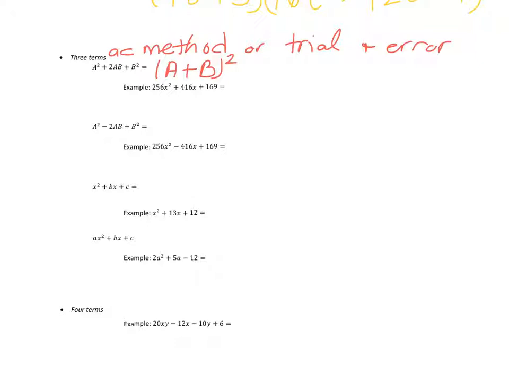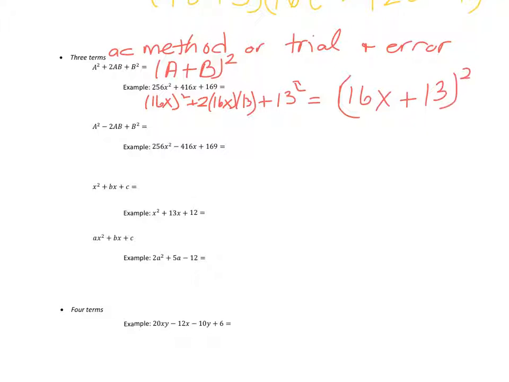So 256x squared is 16x squared, or I'm going to say (16x) squared. 169 is 13 squared. So we would want to check if the middle term, 416x, is 2 times 16x times 13. And it is. 2 times 16 times 13 is exactly 416. So we can write that this is (a plus b) squared.